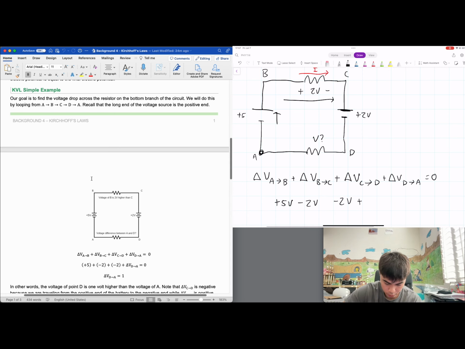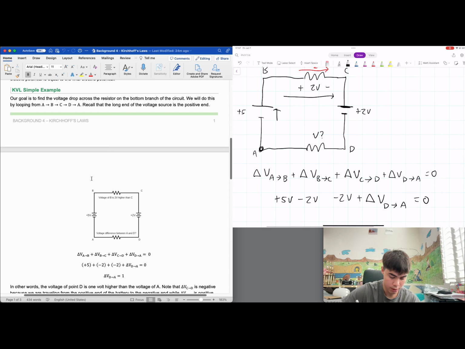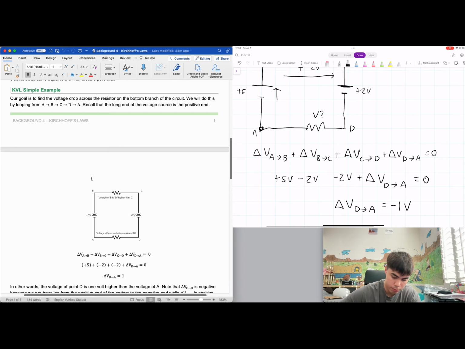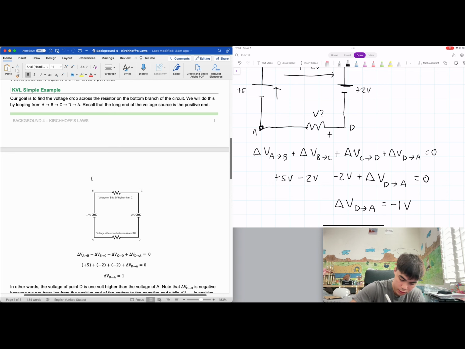And then plus, we don't know our delta, our change in voltage from D to A, and this is all equal to 0. So solving this equation, we get that the change in voltage when traveling from point D to point A is negative 1 volts. What that means is point D is 1 volt higher than point A.